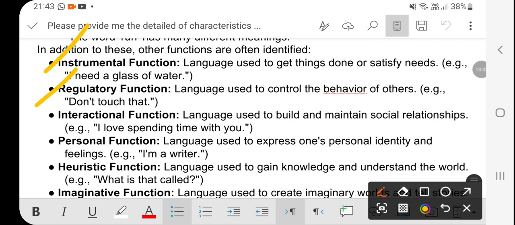Then regulatory function: language used to control the behavior of others, right? Don't touch it, don't touch that. So then you are making them aware, or you are restricting someone. That is regulatory, meaning you order someone and then they have to follow. So that comes under regulatory function.